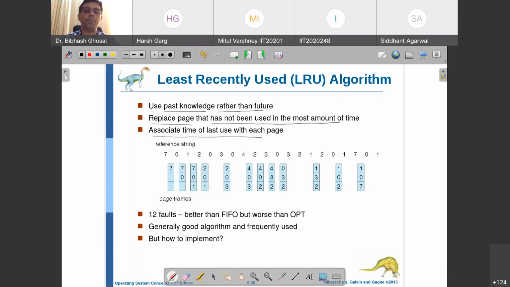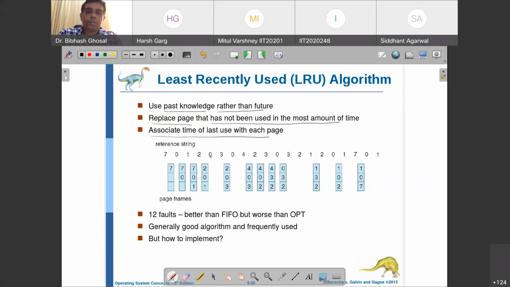So you replace the page that has not been used for the most amount of time and associate a time of last usage. For example, find out which is the page which was last used, that did not figure in this reference. If some page has to be replaced, that is the one that should be removed. You may wonder, how is it maintained? Well, you maintain a timestamp. And every time a page replacement has to be done, you look at the timestamp. The minimum is the one that is least recently used, replace it.